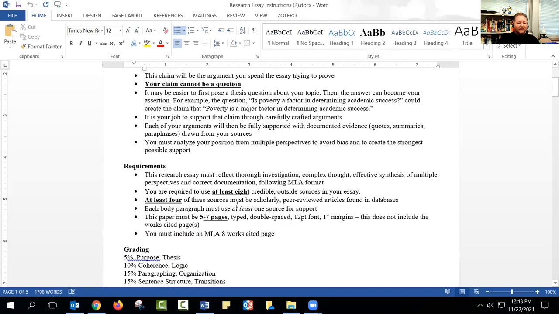You're required to use at least 8 credible outside sources in your essay. So at least 8. You can use as many as you want, but you have to use at least 8 outside sources in your essay.